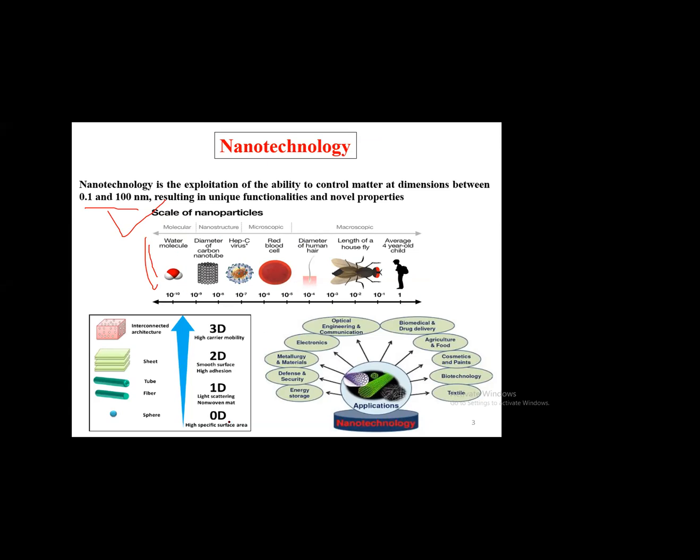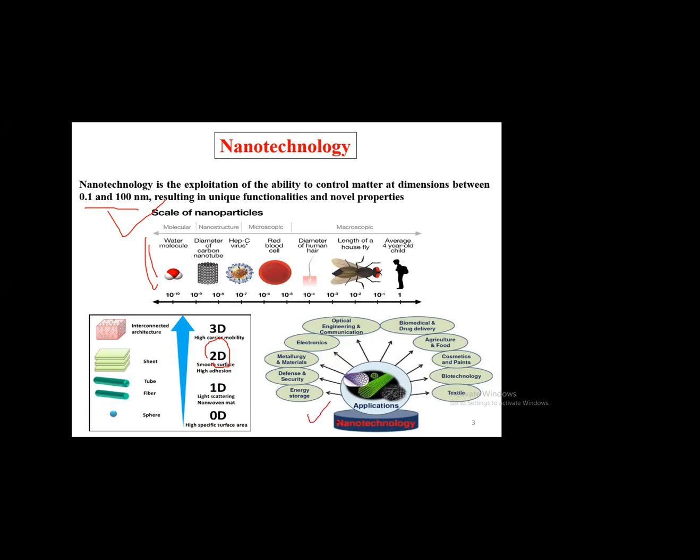Nanomaterials have a high surface to volume ratio, and they also require high porosity. Their dimension ranges from 0 dimension to 1, 2, and 3 dimension. When we talk about 0 dimension, high specific surface area; one dimensional material, light scattering. When we talk about the 2 dimensional, it is a 2D smooth surface along with high adhesion. And when we talk about the 3-dimensional material, these materials have high carrier mobility.